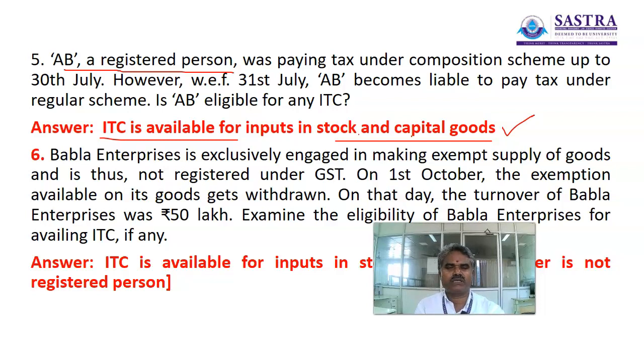Babla Enterprises is exclusively engaged in making exempt supply of goods, thus not registered under GST. But even though it is not registered, he is eligible to claim ITC for stock. On 1st October, the exemption available on goods gets withdrawn. On that day, the turnover of Babla is 50 lakh. Examine eligibility. ITC is available for input of stock only, as the supplier is not a registered person.